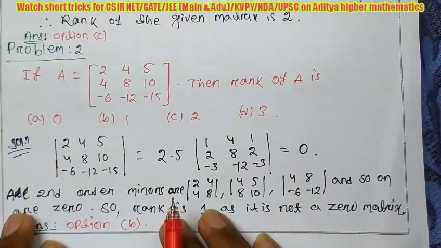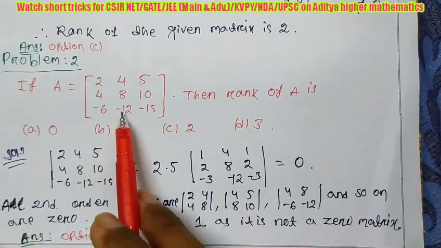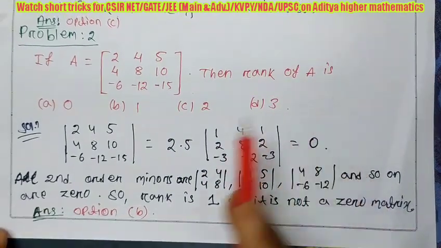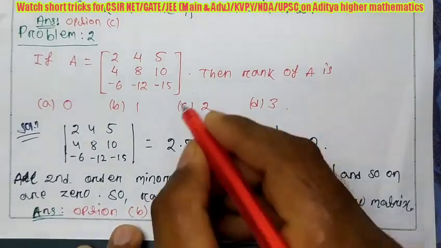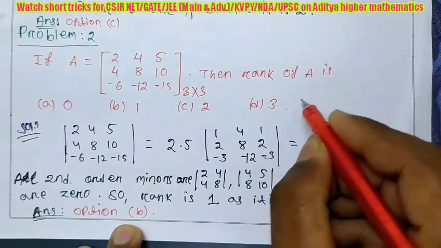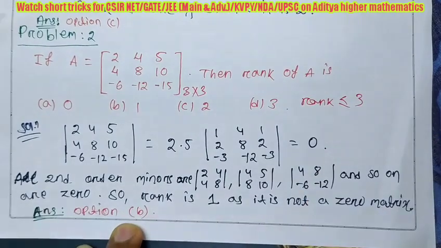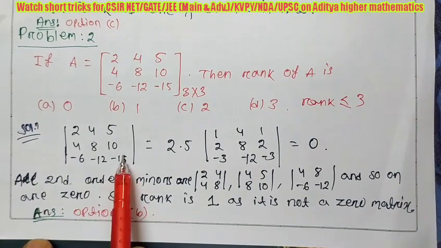Next you see another objective question I am solving. Here an A matrix is given, it is a 3 by 3 matrix. Then what is the rank? Here also 4 options are given, it is an objective question. Since its order is 3 by 3, you can say that the rank is either 3 or less than 3. Its rank is 3 if you get a non-zero determinant. So first we will find its determinant.